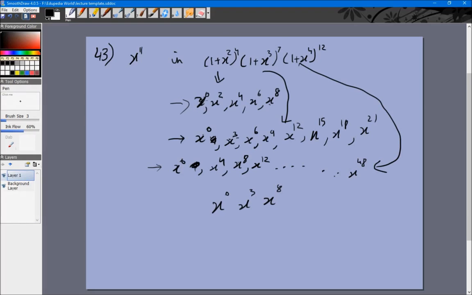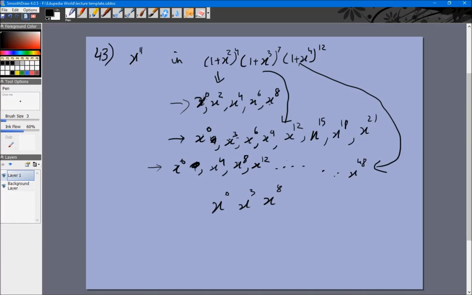What if we take x to the power 0 and x to the power 6? That would mean we need x to the power 5, which we do not have in this one. We take x to the power 0, x to the power 9. That would mean x to the power 2, which we do not have. So we cannot make it with anything further than this.